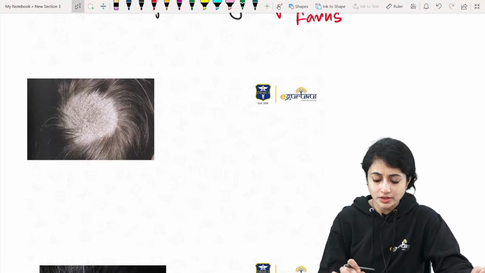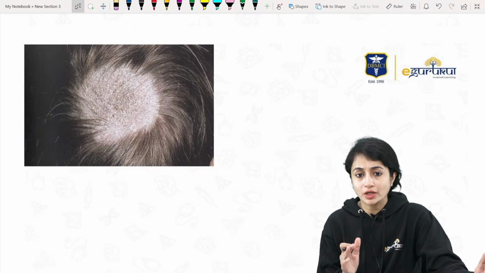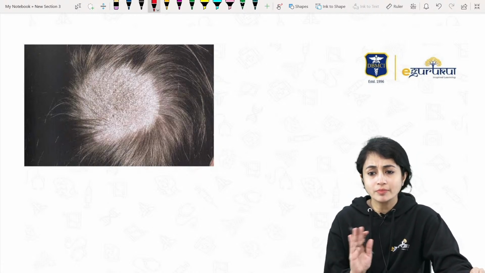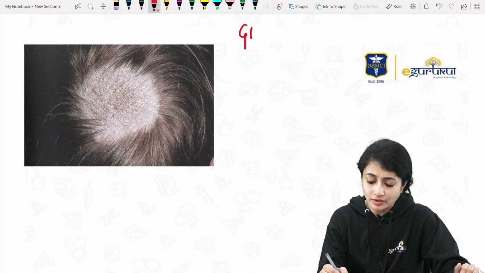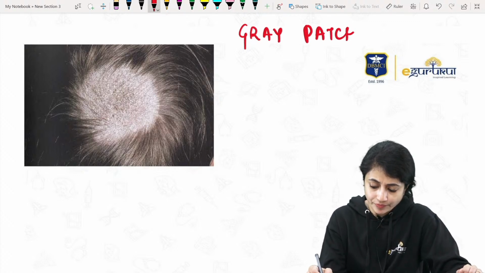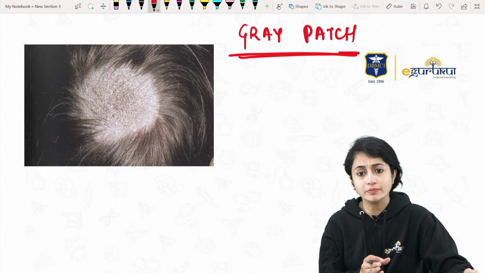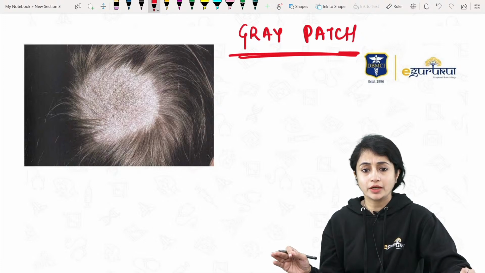Sometimes they give you an image like this. What is this? What is it looking like? It's a patch which is showing some amount of greyish scaling. So this is nothing but a grey patch. It is a non-inflammatory type. Do you see any inflammation here? No, it is not there. So it's a non-inflammatory type of tinea capitis.